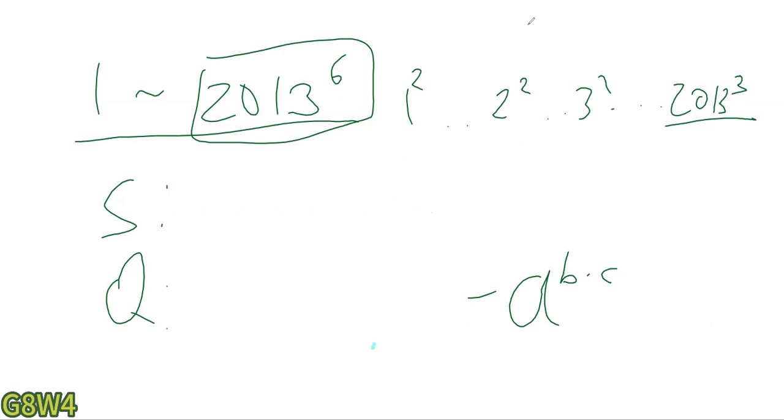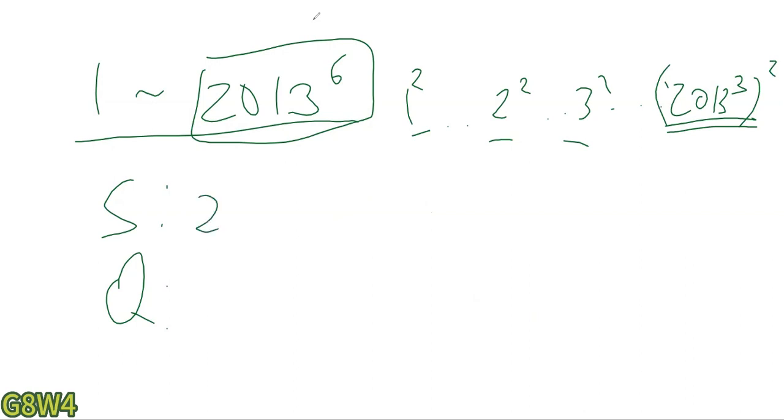All right. So now, going on, we have 1 squared, 2 squared, 3 squared, all the way to 2013 to the power of 3 squared, which means that there are 2013 to the power of 3 squares in the list, because it's 1, 2, 3, 4, 5, 6, 7, 8, all the way to 2013 to the power of 3. So that's how many squares there are between 1 and 2013 to the power of 6.